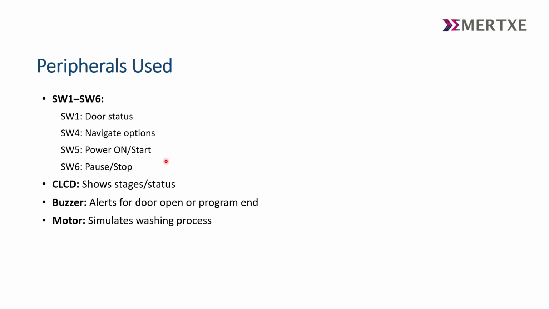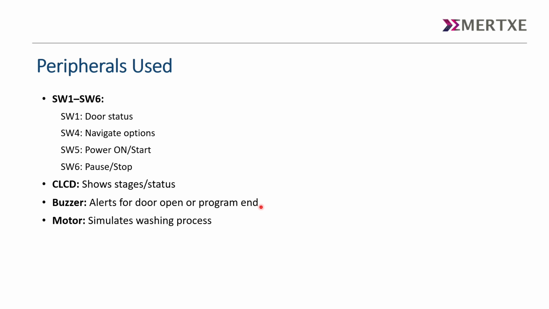The next thing is the CLCD. It shows the washing machine status. It is an LCD display, and it shows the stages. Next is the buzzer. We have used the buzzer as an alert for door open or program end. The buzzer is used when the door is open, to alert the user, and when the program ends, the buzzer is used as well.